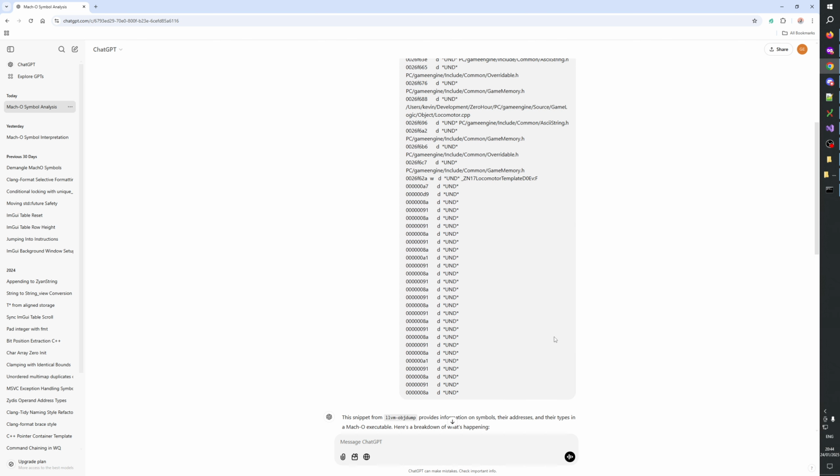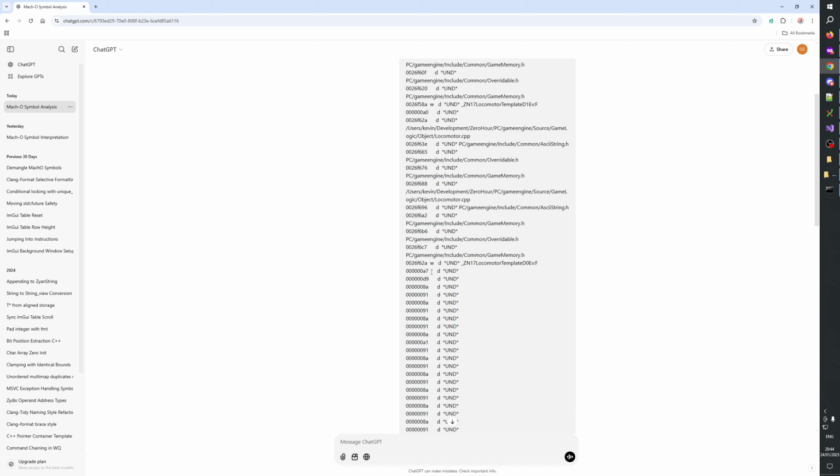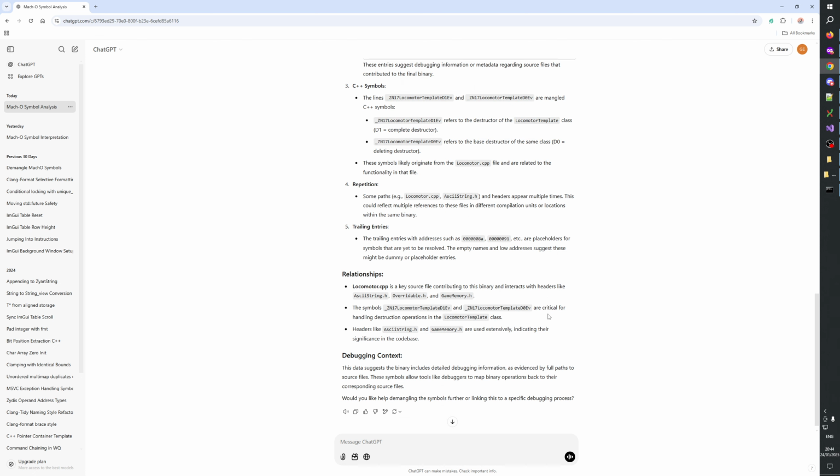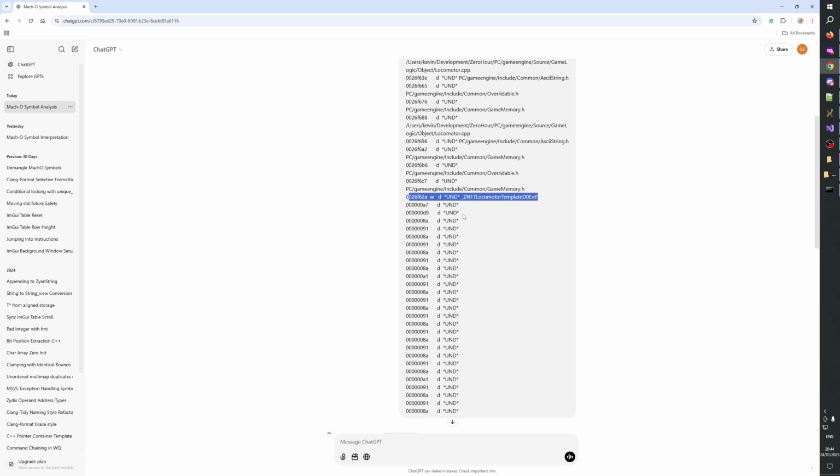Is this correct? We did find out that the one behind this function is the size of the function. Maybe that's not always the case. I don't know. I wouldn't know what these then mean. Like, what does this one mean then? Locomotor template.